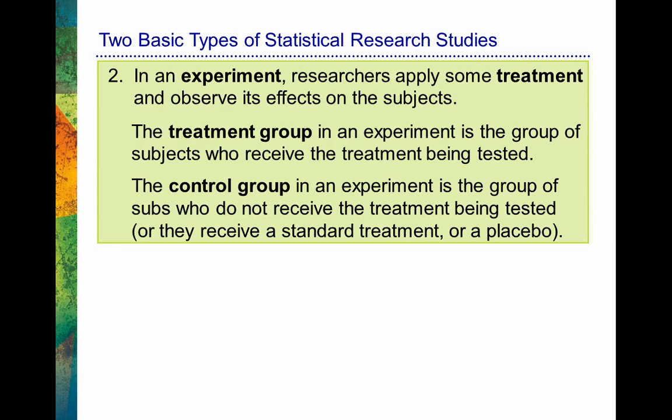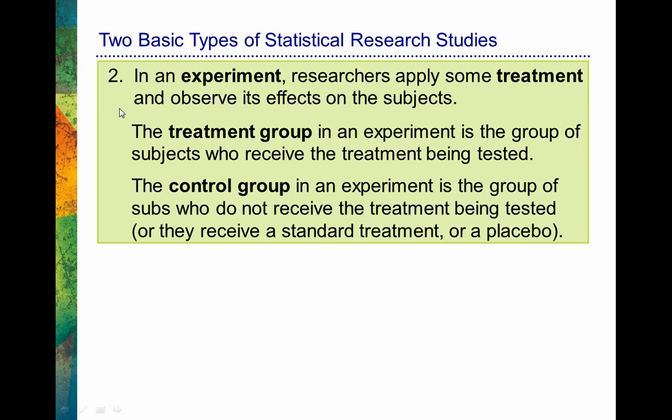All right. Well, we're going to contrast a correlational study with an experiment. So let's talk about that second basic type of research study now. And you're going to see that experiments are very different than correlational studies. I have lots more control over what's going on. Because in an experiment, researchers apply some treatment, and then they observe the effects of that treatment on the subjects.